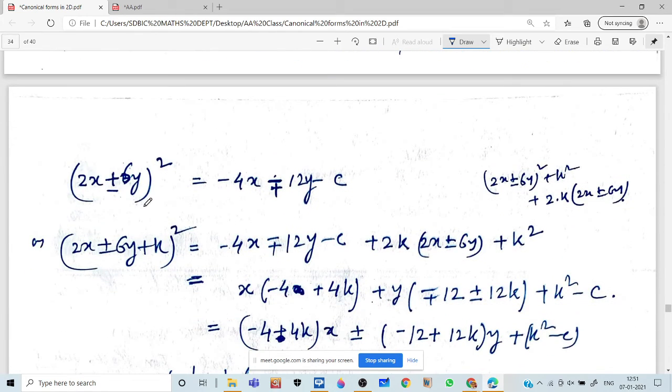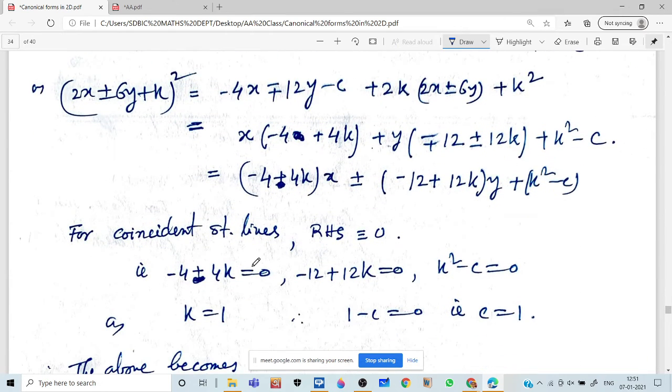On simplification, adding k in the whole square term, you get this. For coincident straight lines, the right hand side must be 0. So the coefficient of x, the coefficient of y, and the constant term must separately be 0. Then capital X square equal to 0 is a coincident straight line, X equal to 0 and X equal to 0. But if X square equals some constant c, we get two separate intersecting straight lines or no geometric locus, and so on.